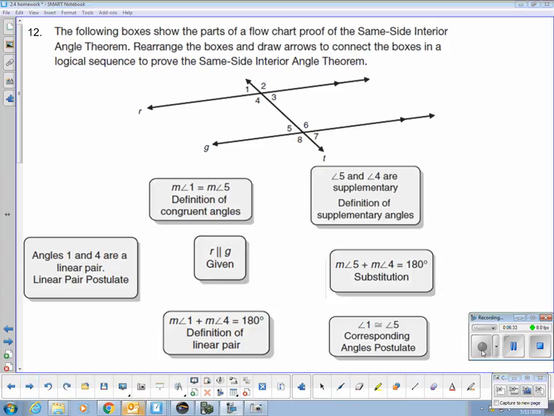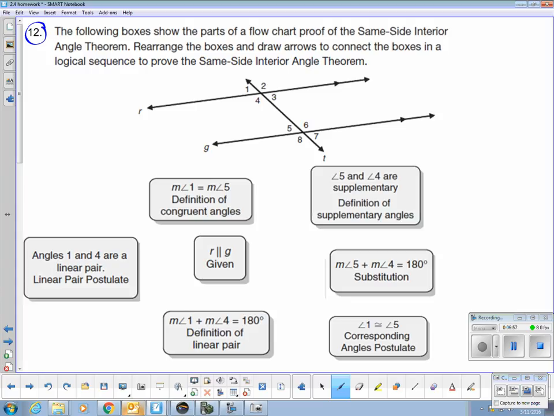Question number 12 is about taking each of these boxes and placing them in a logical order to make a flowchart proof. So we've seen two column proofs so far. We've seen a paragraph proof. This is a third type of proof. It's called a flowchart proof. And there are a number of ways of writing a flowchart proof.